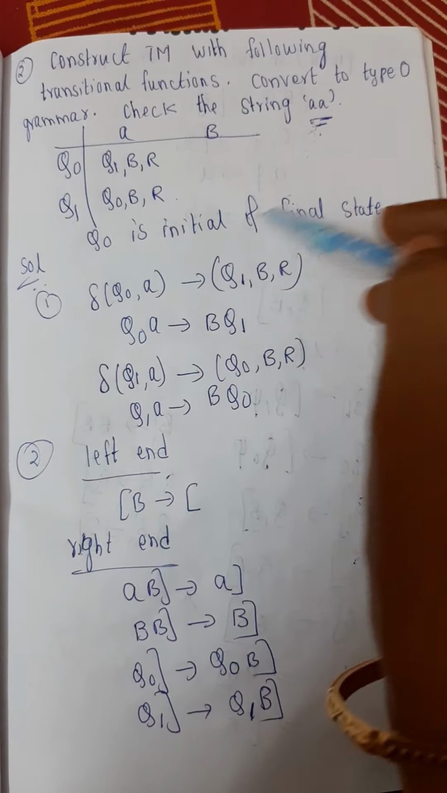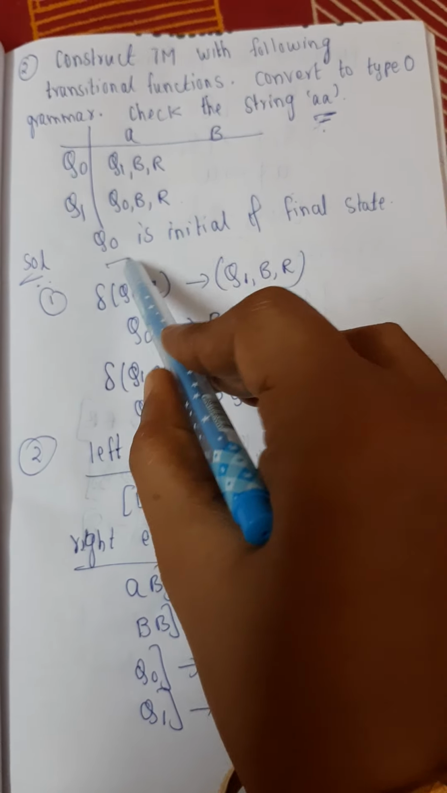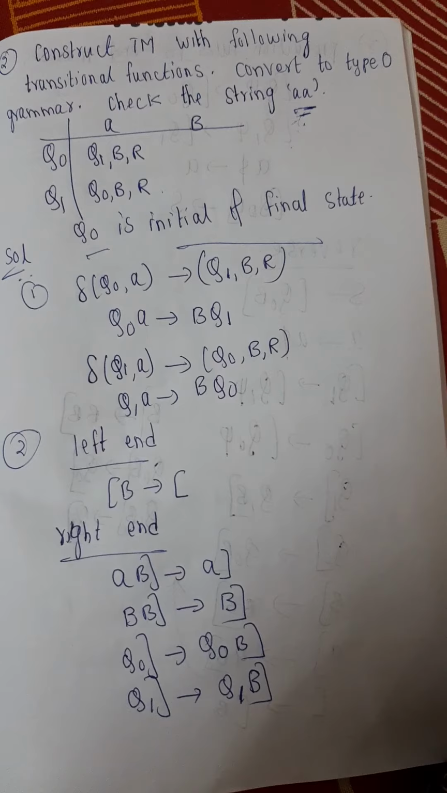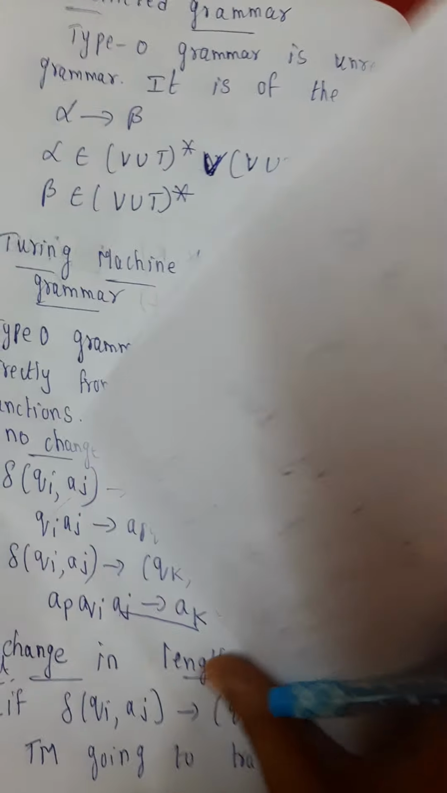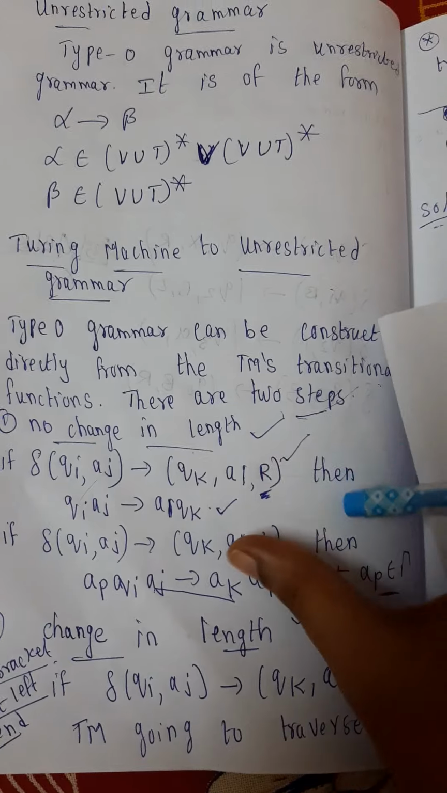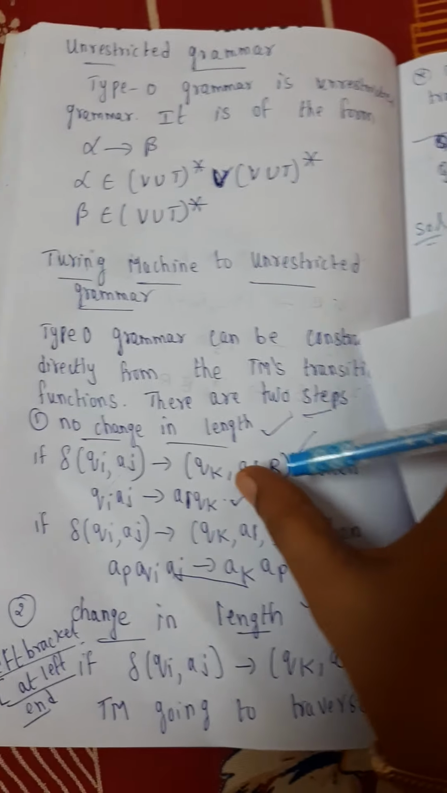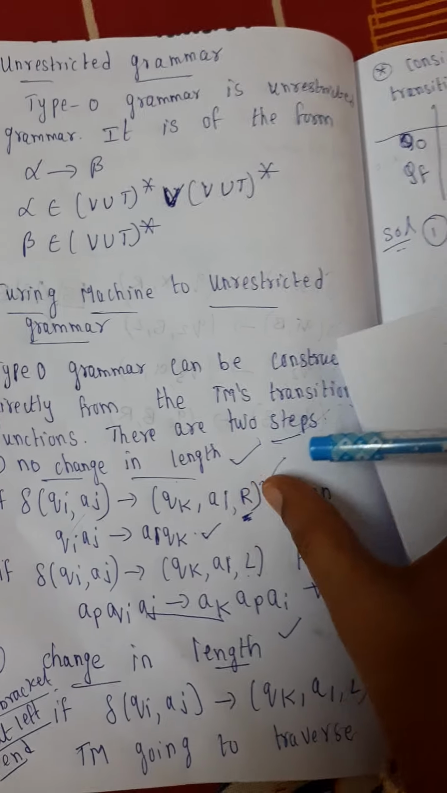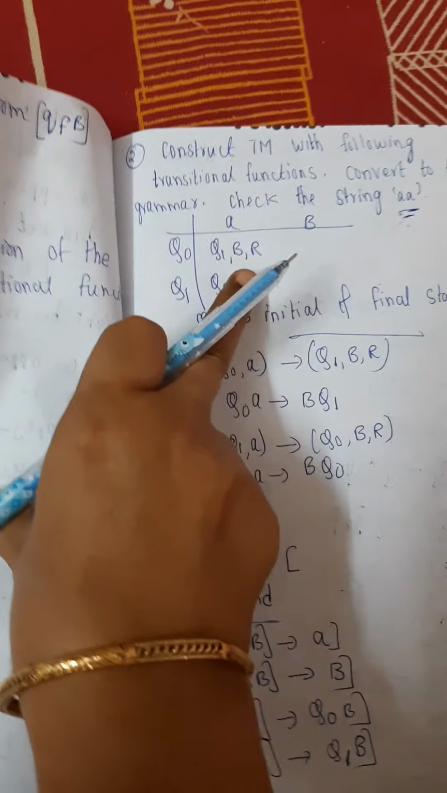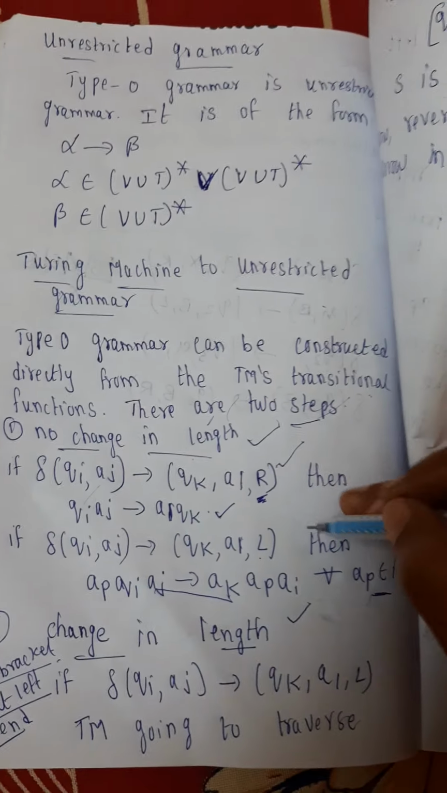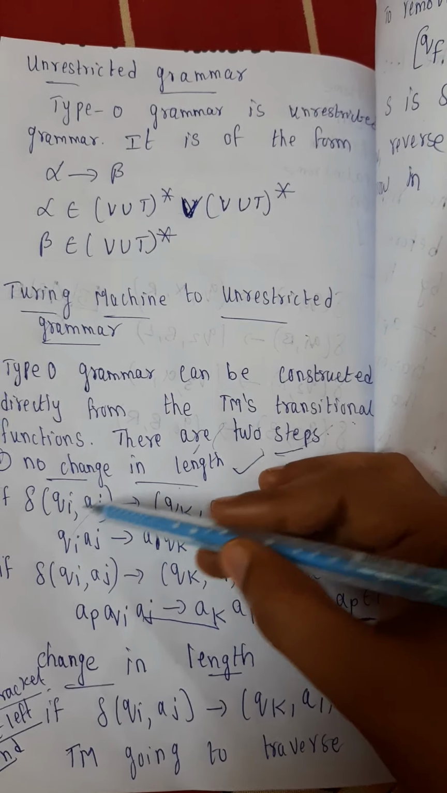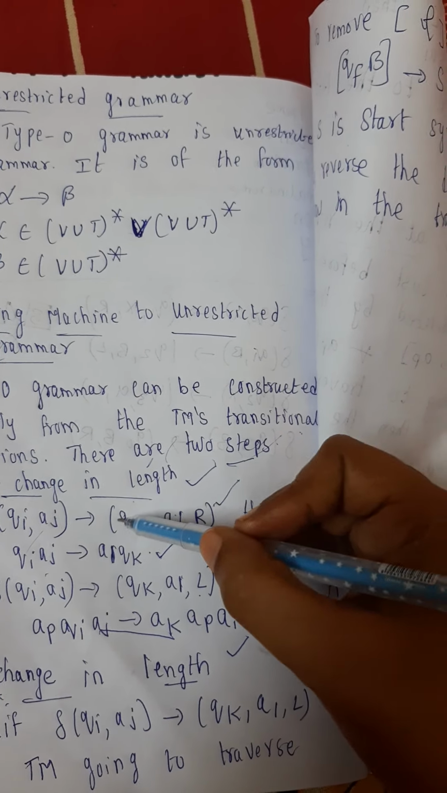The transitional function table is given, and Q naught is the initial state, and the final state is given here. What is the first step I said? The first step is no change in the length. These are the productions you have, and if you observe them, just take down these productions. For these two we have a right move, so for the right you have to consider this production. These two come in the left hand side, and this should come first, and right. So in the same way I'm writing here.